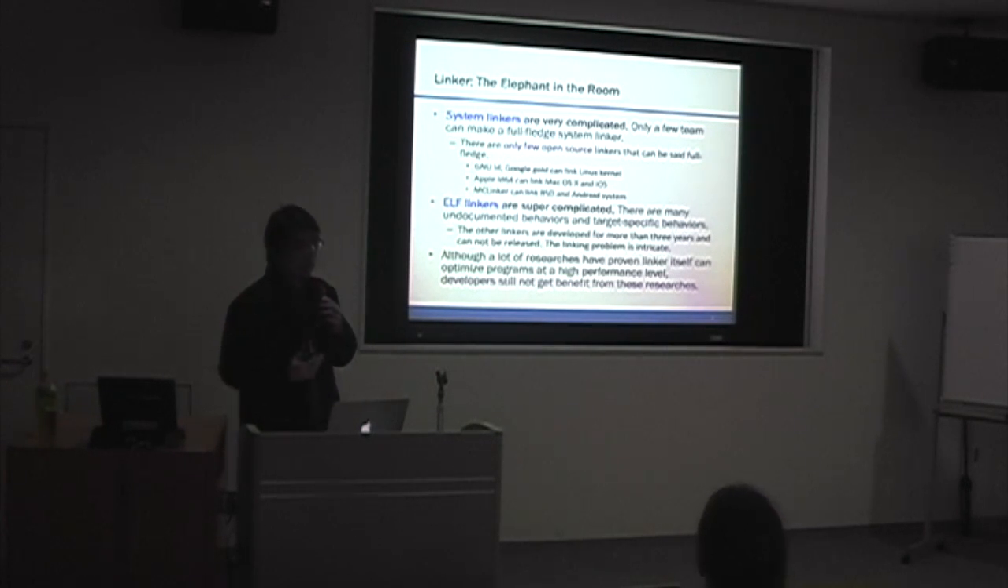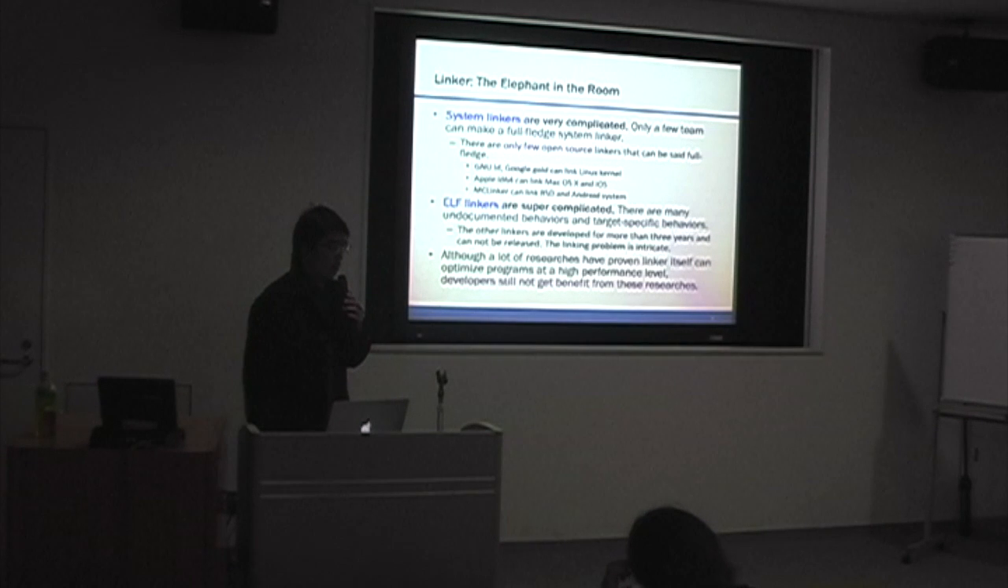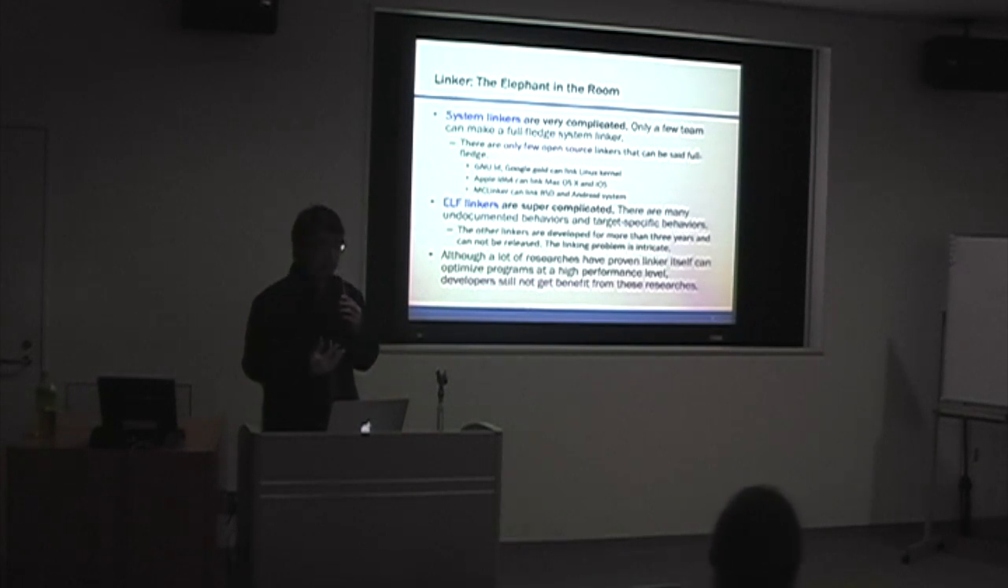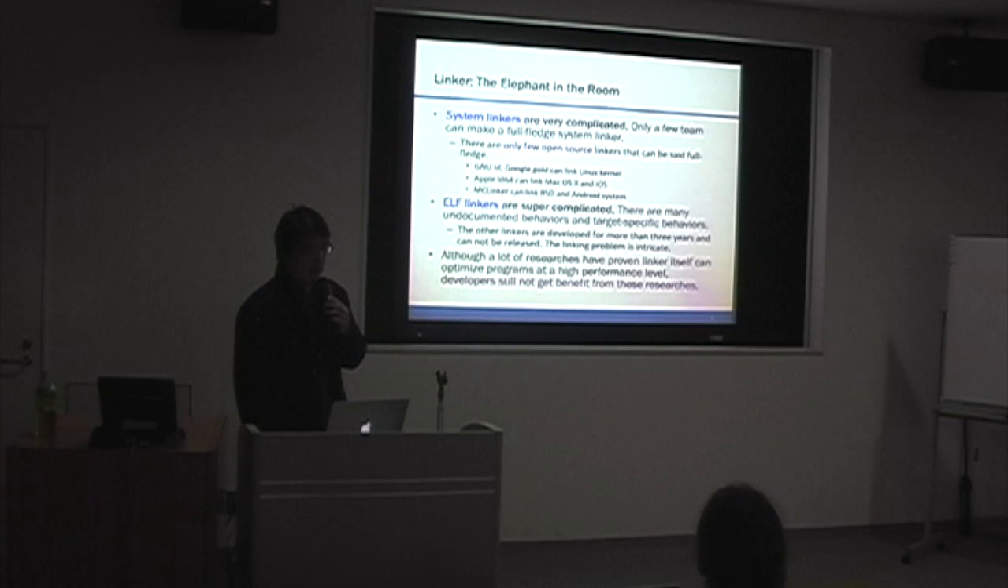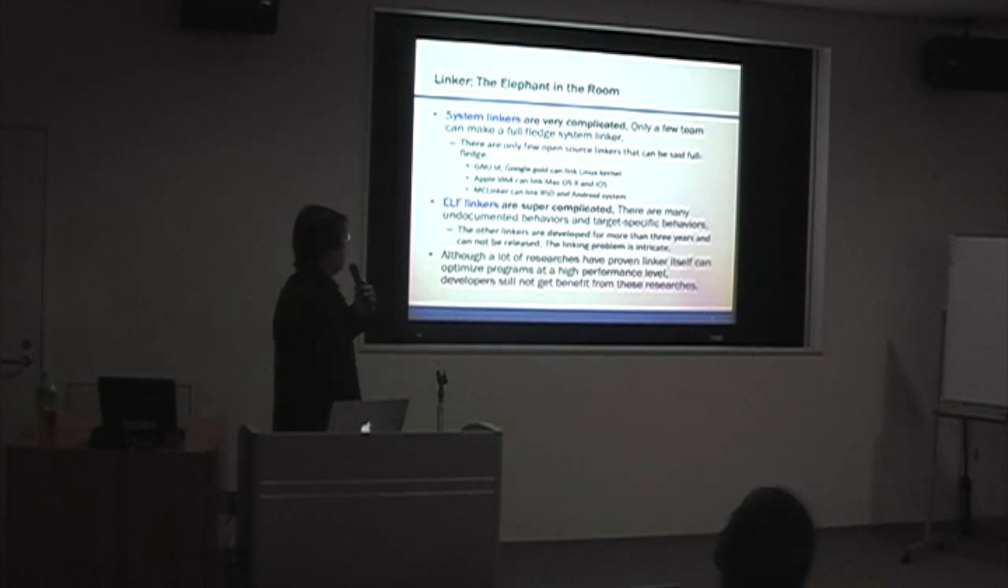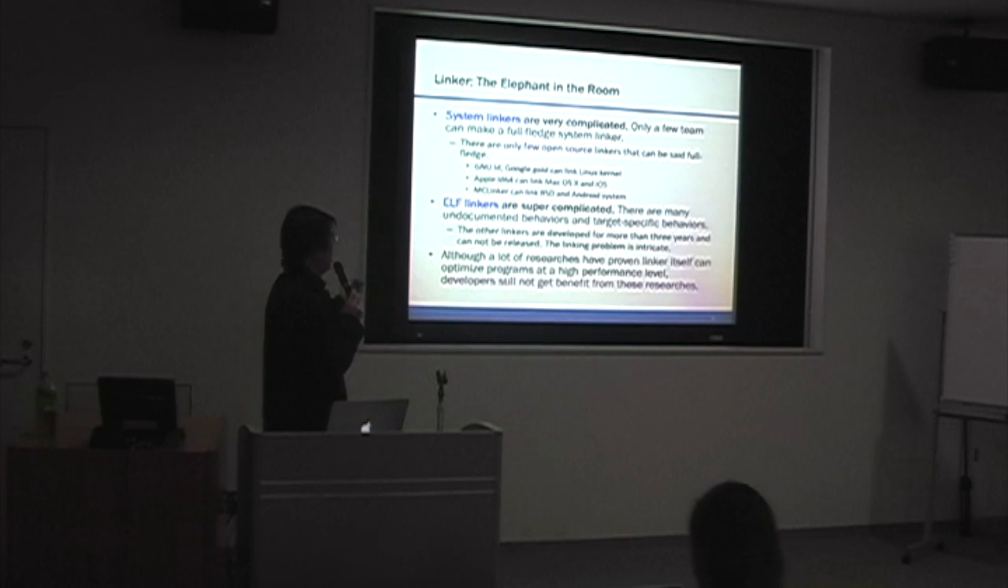Now, actually, a linker is very, very intricate. In this world, only a few teams can make a full-fledged linker. There are only a few open source linkers that can be said to be full-fledged. Actually, there are only 4: GNU-LD, Google Gold and NCLinker. These 3 linkers now can link the Linux kernel. And NCLinker is also able to link the BSD kernel and BSD build world. And of course, it is born for Android, so it can link the Android system. And Apple LD64 can link Mac OS X and iOS.